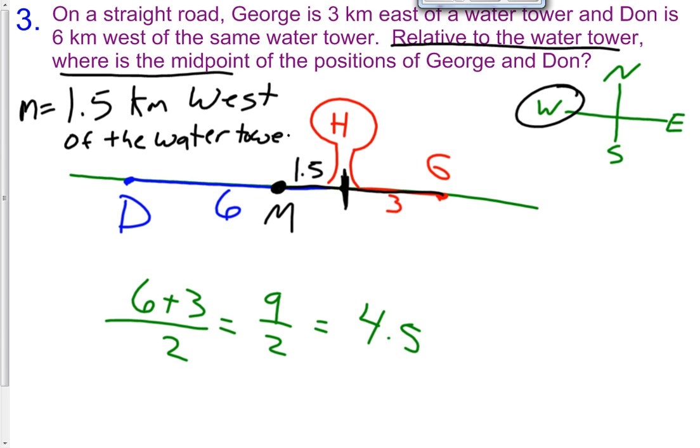So the midpoint is at 4.5, yes, but where is it in perspective to the water tower? It's 1.5 kilometers west of it. So that's what we have for problem number 3.